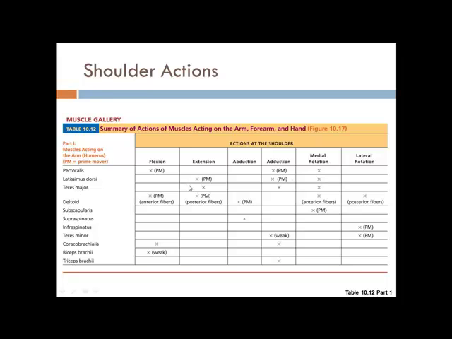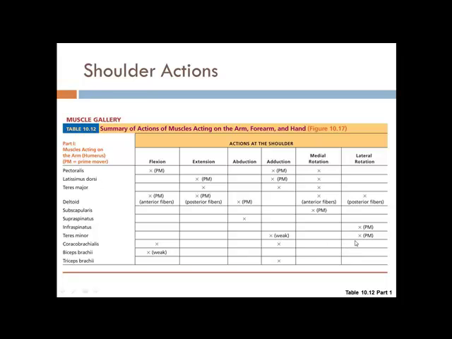Teres major, it's not going to be a prime mover. This PM stands for prime mover. It's not going to be the prime mover for anything, but it's going to help out with extension, adduction, and medial rotation. So it'll just be a 100% helper for the latissimus. Your deltoids are broken into anterior and posterior fibers. The anterior fibers are going to do flexion and medial rotation. The posterior fibers do the opposite. They're going to do extension and lateral rotation. Your subscapularis is going to help out with medial rotation. Your supraspinatus is going to help out with abduction. Your infraspinatus will do lateral rotation.